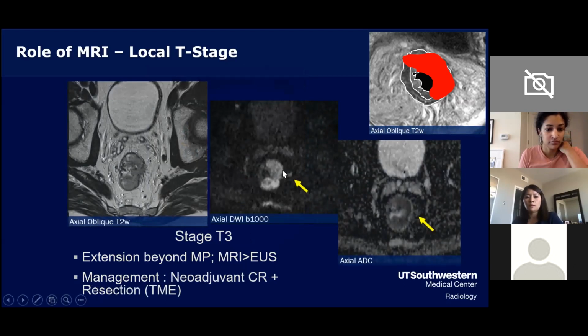Here's an example of how diffusion images can be helpful. We have this, again, semi-annular appearance with restricted diffusion. And not only do you see it in the bulk of the tumor, but you also see restricted diffusion confirming that the abnormality outside the proper rectum is, in fact, tumor.